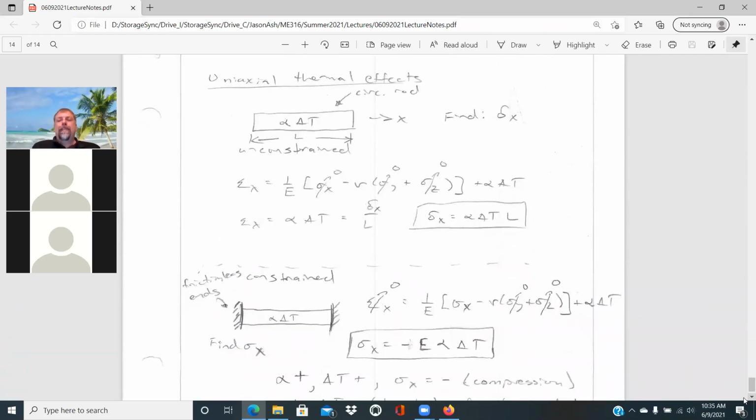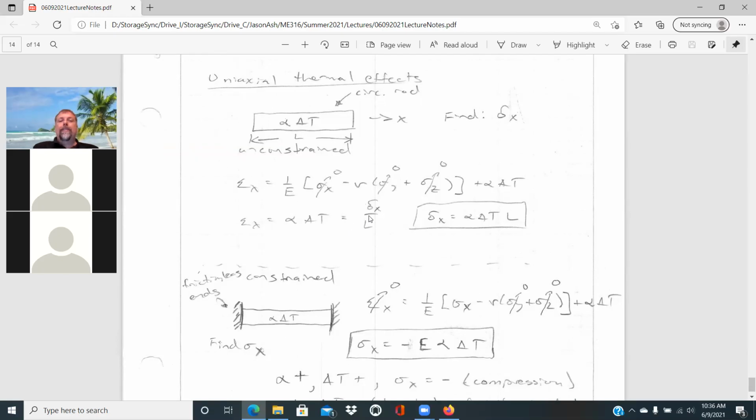And so this is just getting into a little bit more of the uniaxial thermal effects, taking that into account from Hooke's law. If we have an alpha delta T that is unconstrained, we could find the corresponding displacement in the x direction. Strain in the x is 1/E times sigma x minus nu times sigma y plus sigma z. And again, if it's unconstrained, it's not going to develop any stresses at all. So these are all going to be 0, and we'll just have an alpha delta T as our strain.